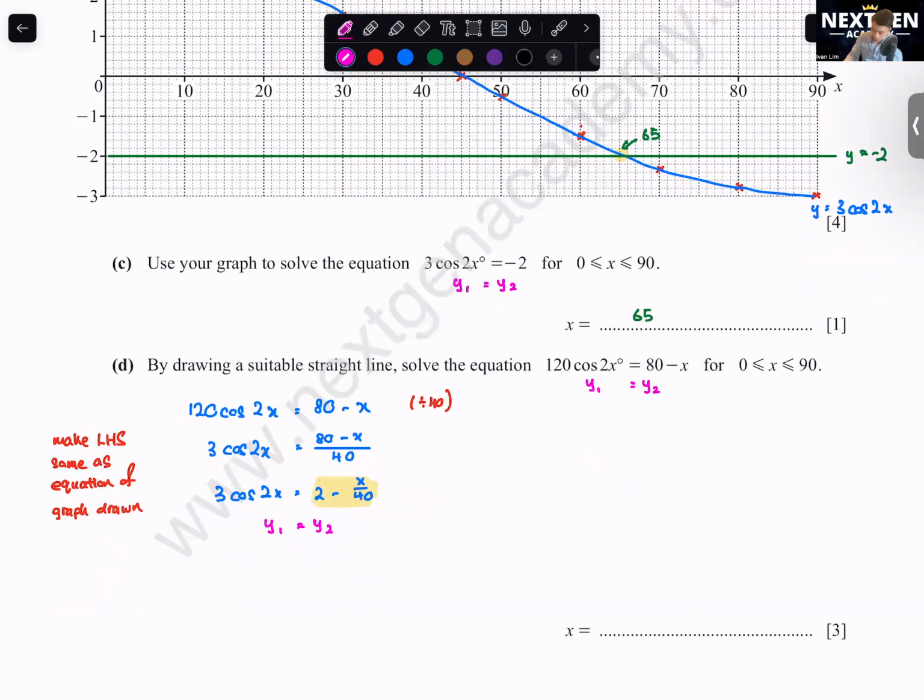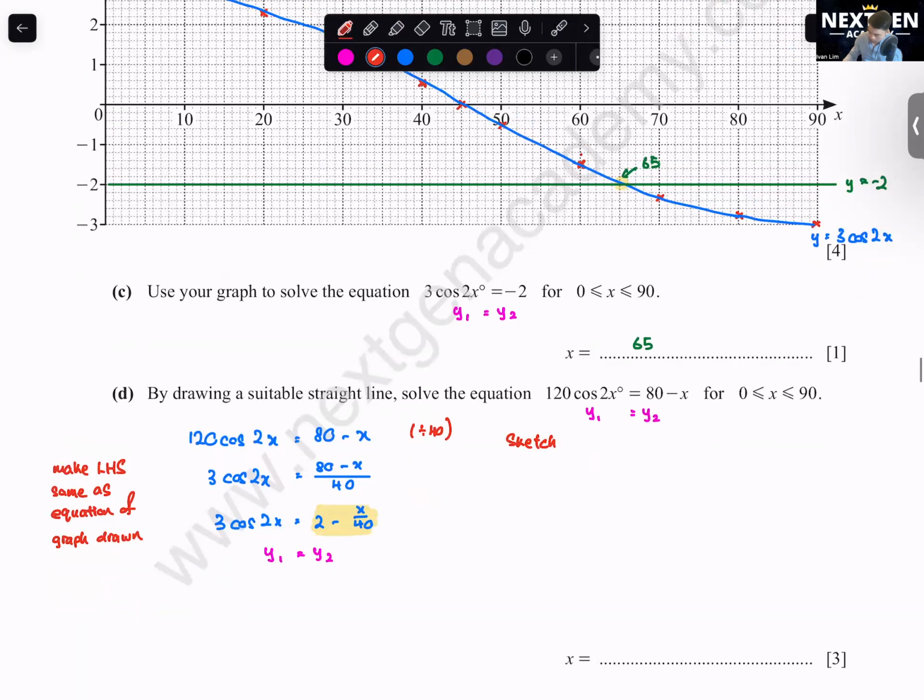Okay, so part 2, sketch y equals to, I will just put it like this, minus x over 40 plus 2. Normally they will ask you to just draw a straight line graph. It will be a straight line. They already say in the question also, they say by drawing a suitable straight line. Normally they won't ask you to draw a curve. So in our IGCSE syllabus, it's always like this.